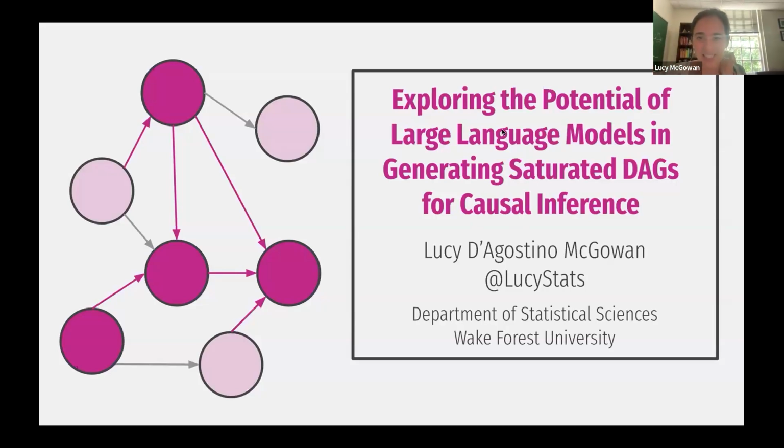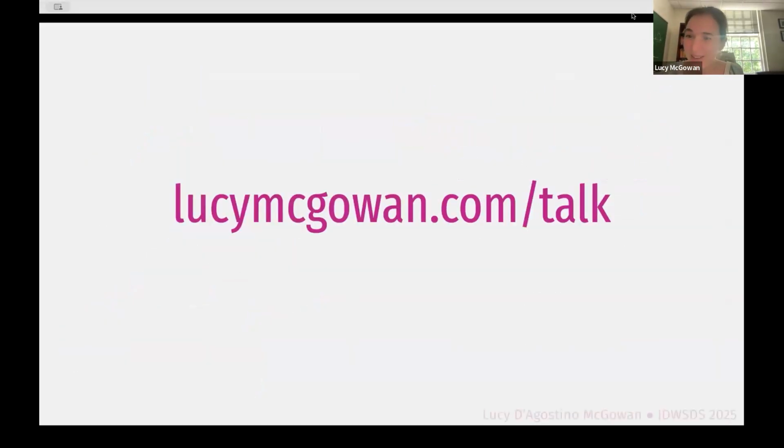So today I'm going to be talking about, very briefly, I think these are 10 minutes, right? All right, yeah, about exploring the potential of large language models in generating saturated DAGs for causal inference, and I'll define some of those pieces here in just a second. If you are interested, you can find these slides on my website at lucymcgowan.com/talk.